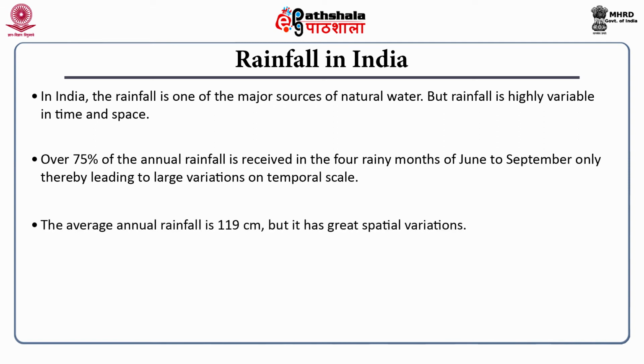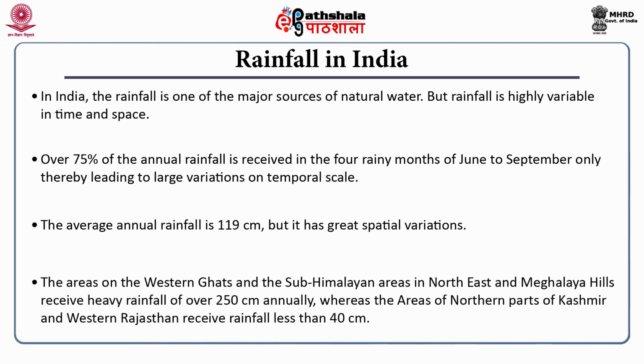The average annual rainfall is 119 centimeter, but it has great spatial variation. During monsoon, you will find flood situations in the northeast, whereas in Rajasthan, the desert, you will find drought situation during the monsoons. So, the rainfall is highly variable with respect to space. The areas on the Western Ghats and the sub-Himalayan areas in northeast and Meghalaya hills receive heavy rainfall of over 250 centimeter annually, whereas the areas of northern parts of Kashmir and western Rajasthan receive rainfall less than 40 centimeter.